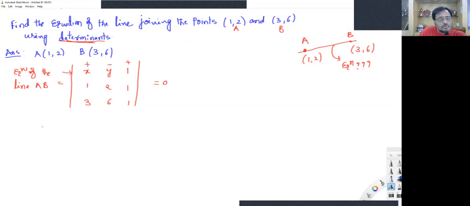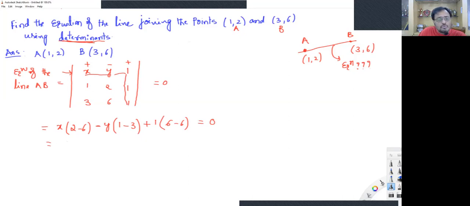So that is equal to plus x into, cancelling the vertical and horizontal, 2 minus 6. Then we write the top sign, minus y. At y, the complete vertical gets cancelled and the complete horizontal gets cancelled, 1 minus 3. And plus 1 last. At this one, the complete horizontal gets cancelled, and at this one, the complete vertical gets cancelled. 6 minus 6 is equal to 0.